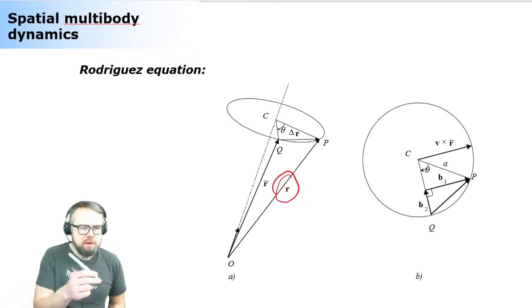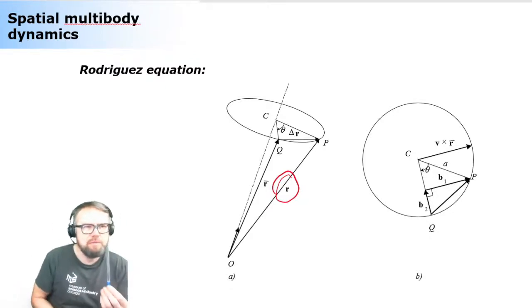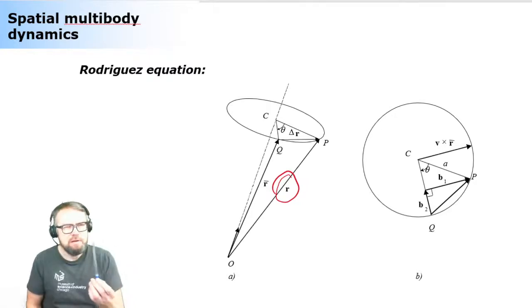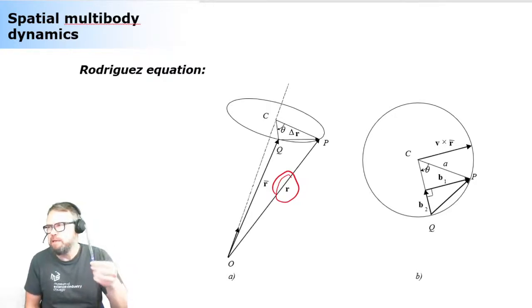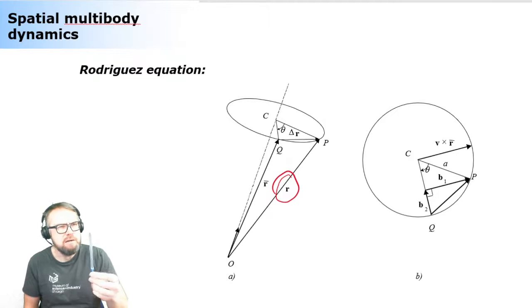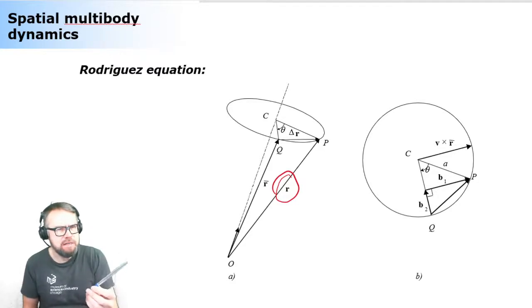So I will have vector r. Let's say that this is a vector r. This pen is a vector r. Now this is a vector that is located in the space. What I will do is I will take this vector and change its orientation in the space. So it will have an initial configuration like this, and then the final configuration like that.